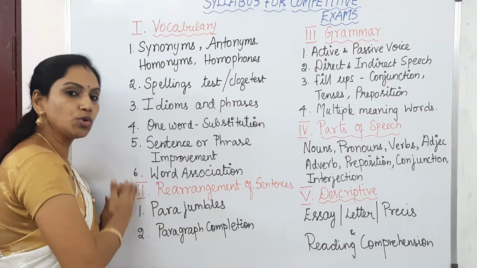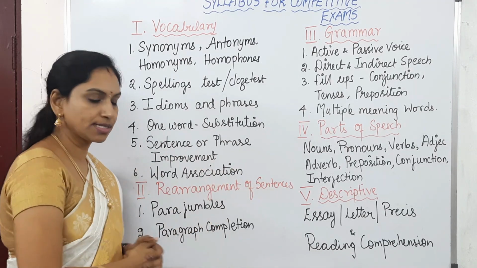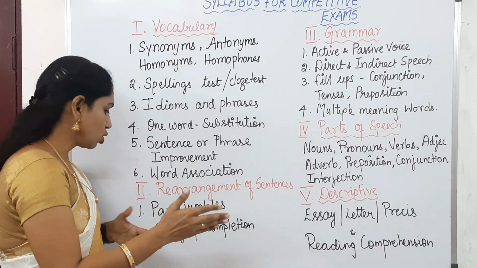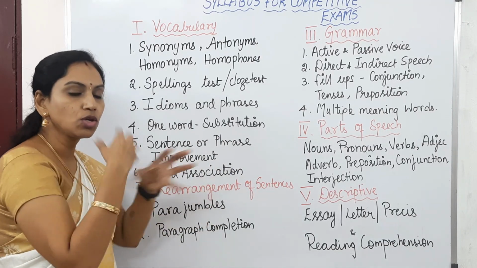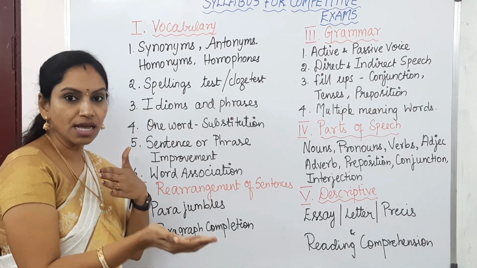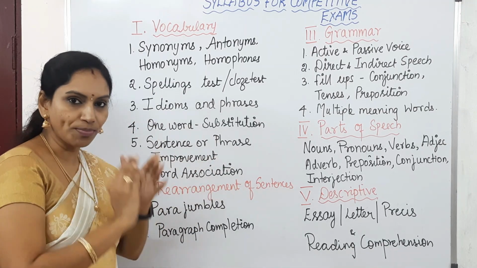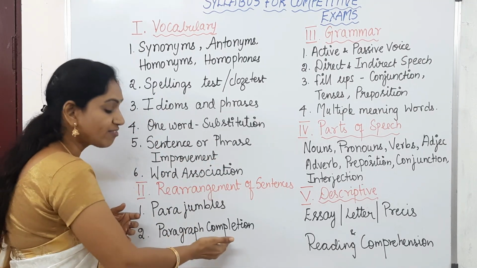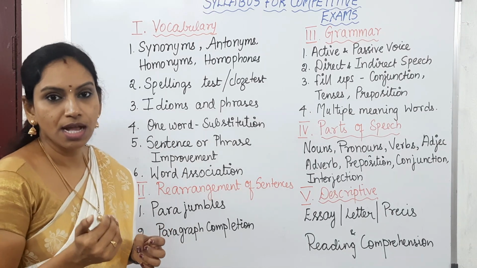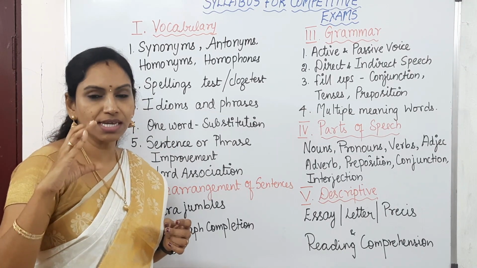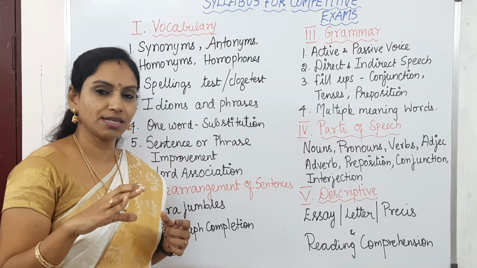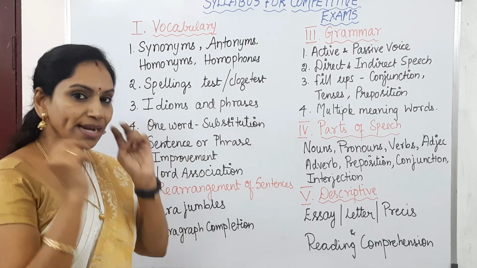Next, number 2, rearrangement of sentences. Under this category, you will have para jumbles. You will have a jumbled sentence and you have to rearrange it properly. And you will even have paragraph completion. They will give an incomplete passage and ask you to complete it. That is the number 2 category.